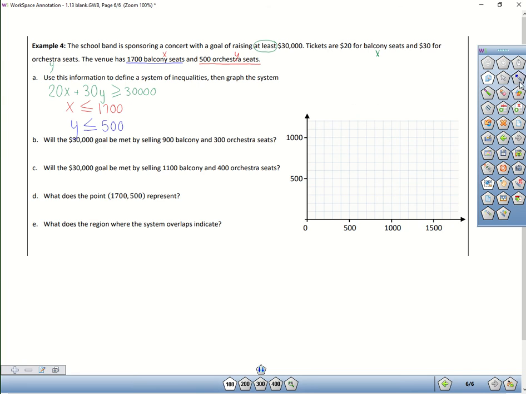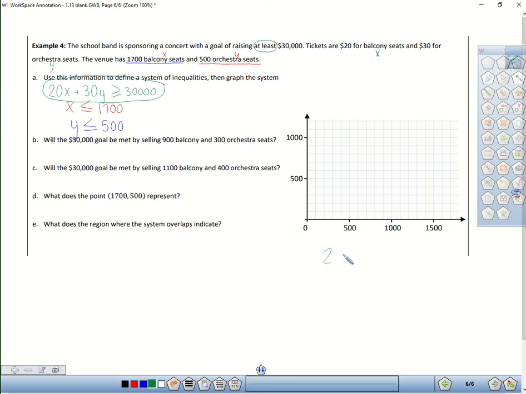So now that we have that situation, our next thing we're going to do is actually graph this system of inequalities. But the first thing we're going to need to do for this one is get it into slope-intercept form. So I'm going to do that math down here. So I have 20x plus 30y is greater than or equal to 30,000. I'm going to subtract 20x on both sides. That's going to give me 30y is greater than or equal to negative 20x plus 30,000.